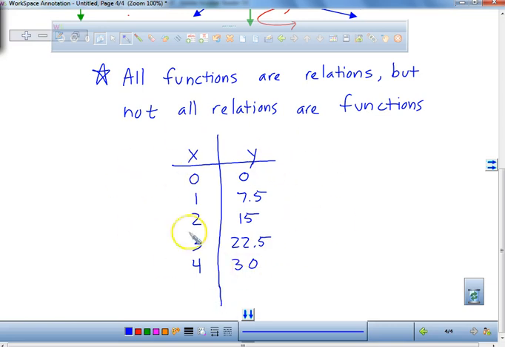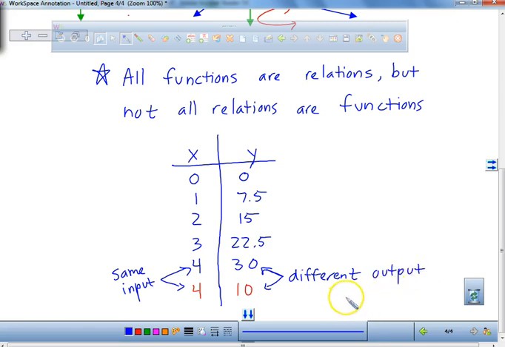Right now, this is not just a relation, this is also a function. But here's how I can make it into just a relation and no longer a function. If I say a 4, and put a 10. Uh-oh. Look right here. What do we have? We have the same input. Uh-oh. Different output.